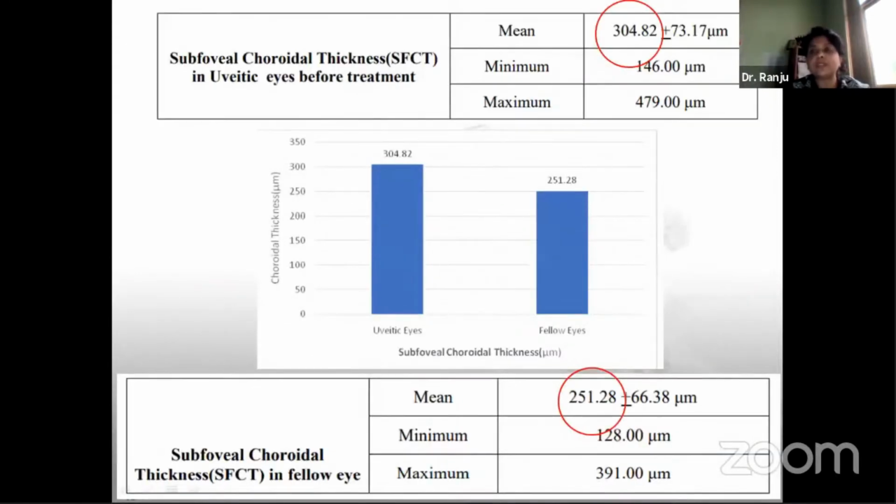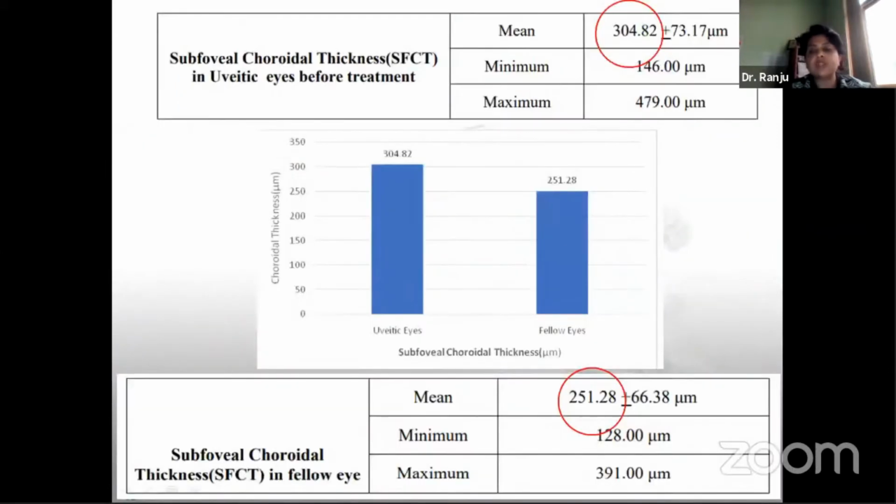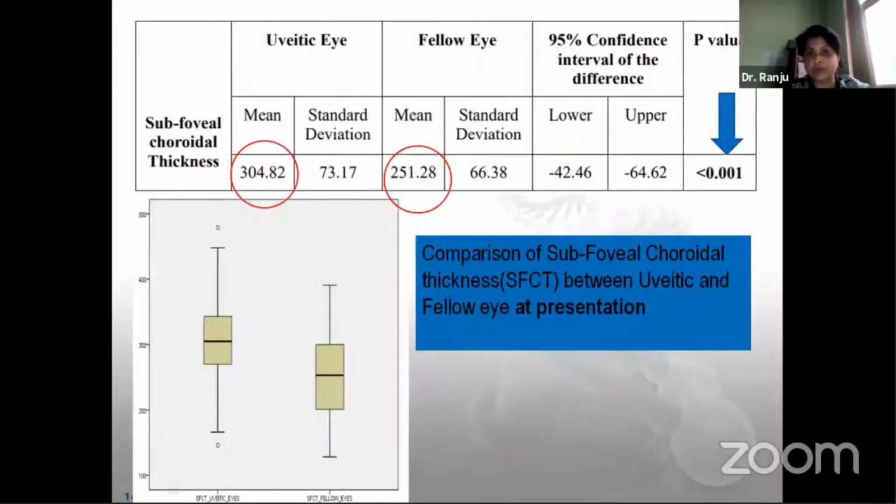When we come to the measurement of the subfoveal choroidal thickness before treatment, that means at the time of presentation, it was 304 micron, and at the same time, the subfoveal choroidal thickness in the fellow eye was 251 micron. So this shows the mean subfoveal choroidal thickness at the time of presentation in the untreated eye was 304, but in the fellow eye it was 251, and using the paired t-test, it was found that there was a significant statistical difference between the two eyes, which is seen in the box plot diagram also.